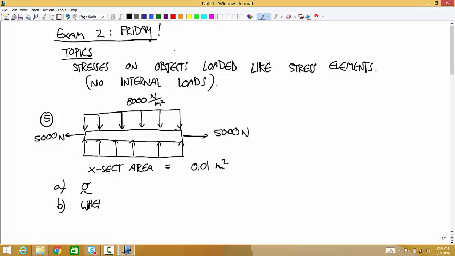I said this 5,000 was a distributed load. But actually we're assuming that those are point forces. And so the next question is, where on the body do we trust our results? And then what's the stress tensor with maximum shear?